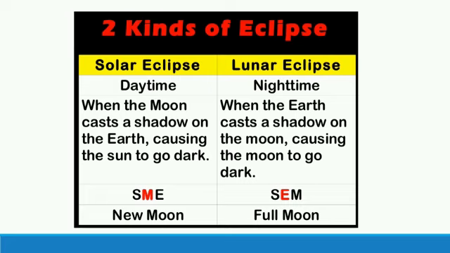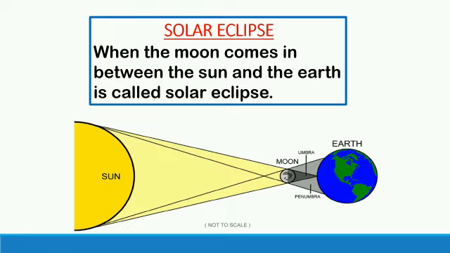In a lunar eclipse, the earth casts a shadow on the moon, causing the moon to go dark. That is S, E, M. E means earth. Now let us see the solar eclipse.